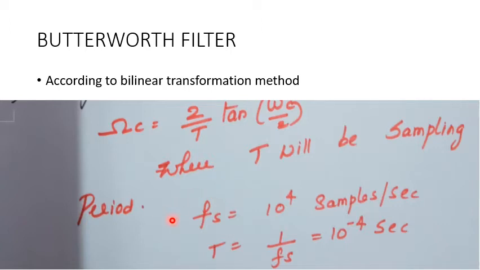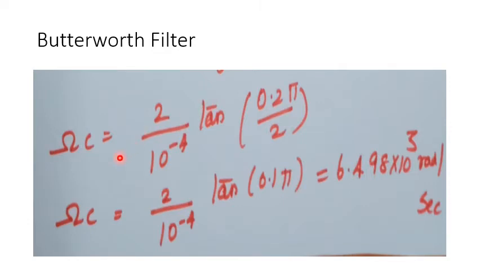Now you need to find the sampling period. Because they had given the sampling frequency, which is 10 power 4 samples per second, T equals 1 over fs, which is 10 power minus 4 second. Now we are finding the analog cutoff frequency: 2 over 10 power minus 4 times tan of 0.2 pi by 2, which is 6.498 into 10 power 3 radians per second.